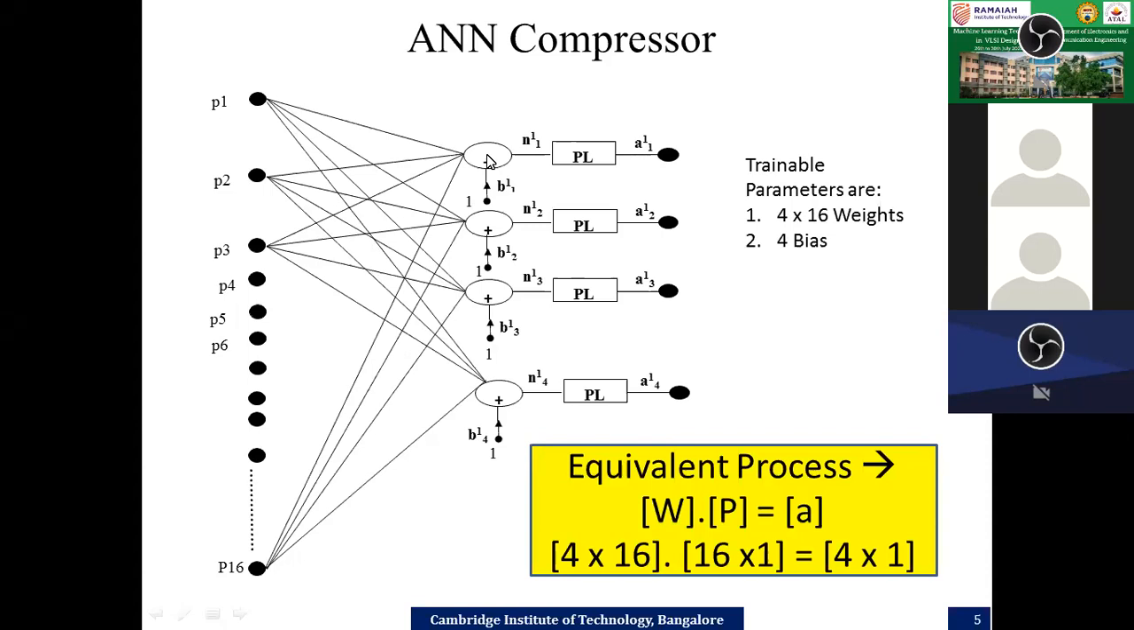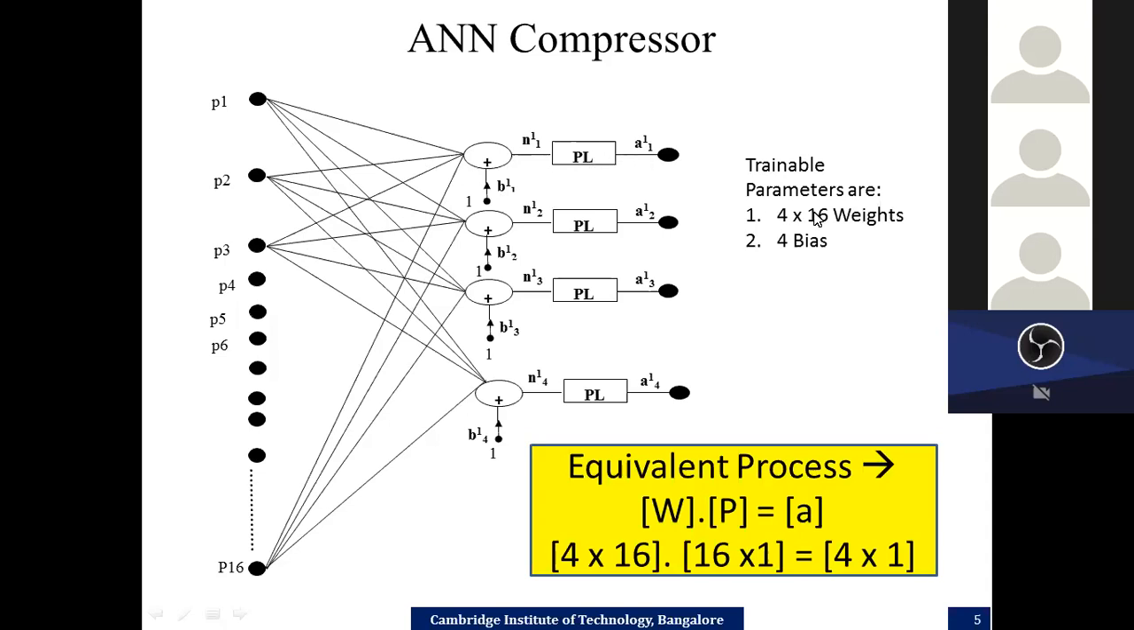For every neuron, there are 16 inputs entering the neuron, that is the cell body, the adder here. So these 16 inputs will be multiplied by 16 weights. The first input will be multiplied by the corresponding weight, second input, third, and again the 16th input will be multiplied by the corresponding weight, and all of them enter into the adder. Then they get added with a bias element. Then you get an output N1, and then you pass it through a Purelin function. Purelin is a linear function, and then you get an output equal to A1.